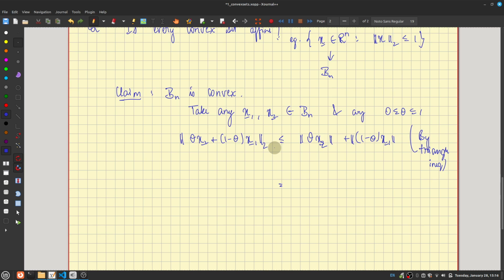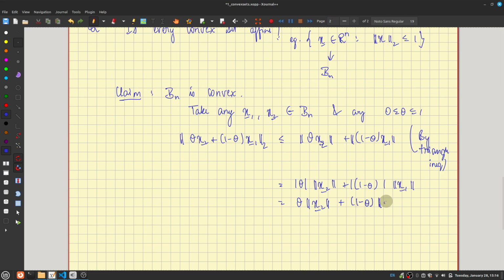But in this case, theta and 1 minus theta are both non-negative. So this is mod theta times norm x2 plus mod of 1 minus theta times norm of x1, which is nothing but theta norm x2 plus 1 minus theta norm x1.